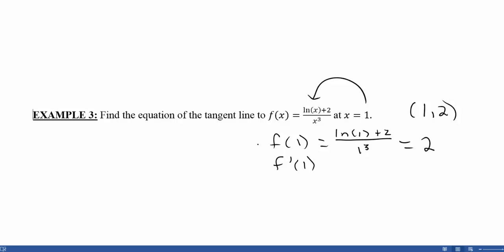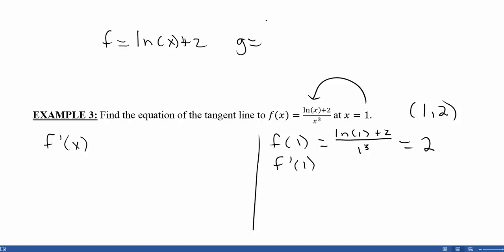Now, I also need the derivative at 1. So to find the derivative, I'm going to need to use a quotient rule. So my f is the natural log of x plus 2. My g is x cubed. And now I need to find each of their respective derivatives. The derivative of the natural log of x is 1 over x. The derivative of 2 is 0, because it's a constant. The derivative of x cubed is 3x squared.